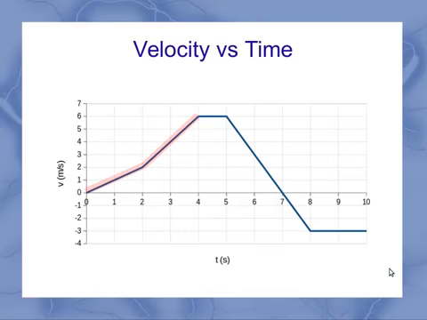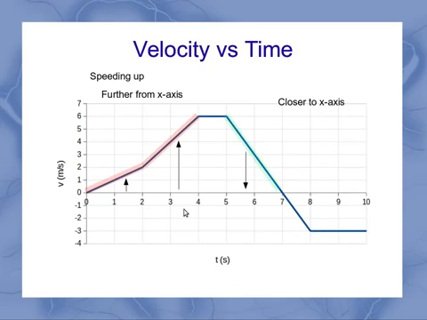Now the other things that we can look at on this type of a graph is whether we're moving further away from the axis or closer to the axis. Whenever you're moving further away from the axis, that means you're speeding up. Whenever you're moving closer to the axis, that means you're going to be slowing down. So what about this segment over here?